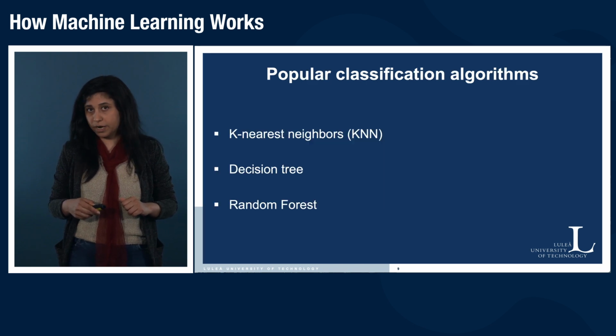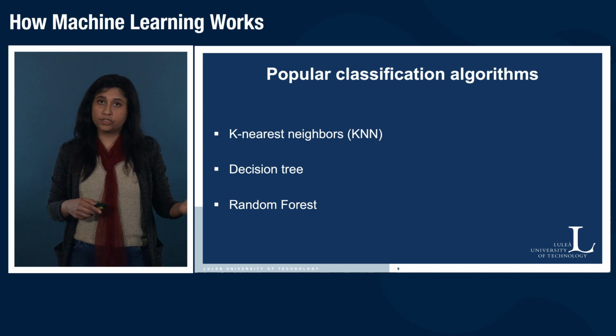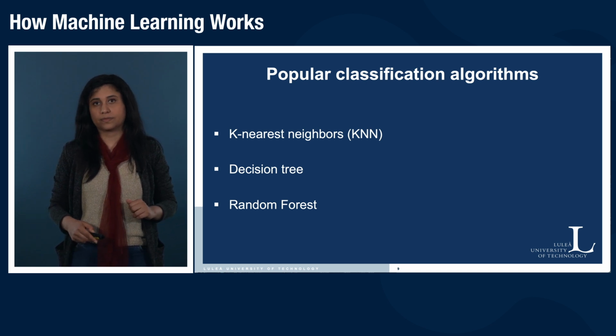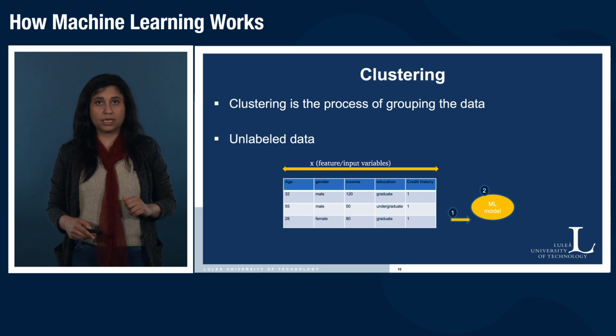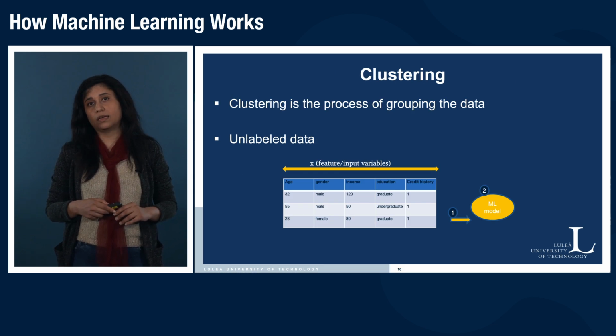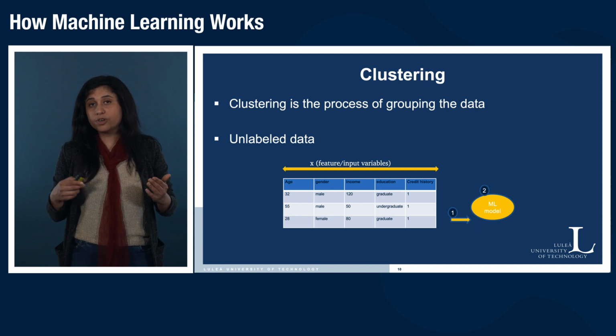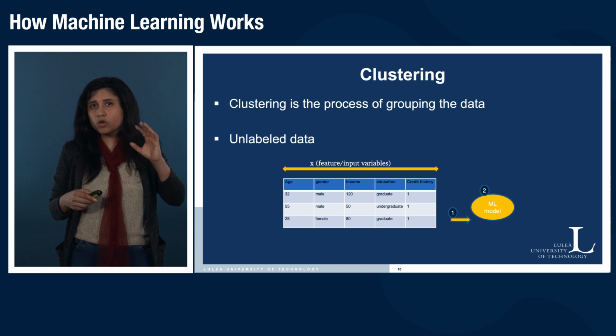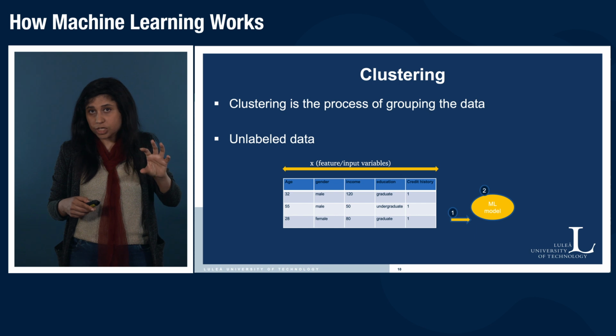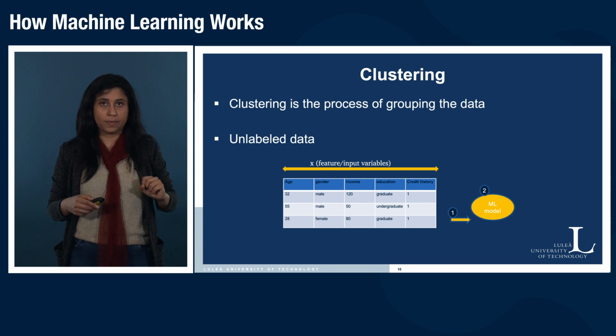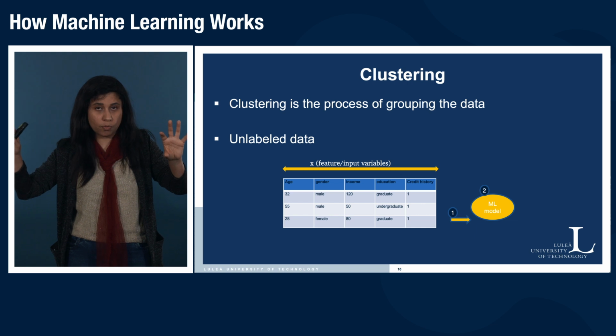We have some popular classification algorithms such as k-nearest neighbor, decision tree, and random forest. Now I will talk about clustering. Clustering in general is trying to find groups of objects such that the objects in a group will be similar and objects from different groups will be different.